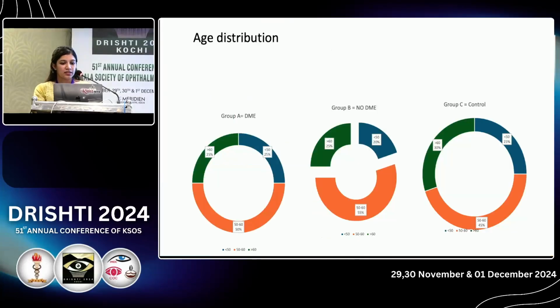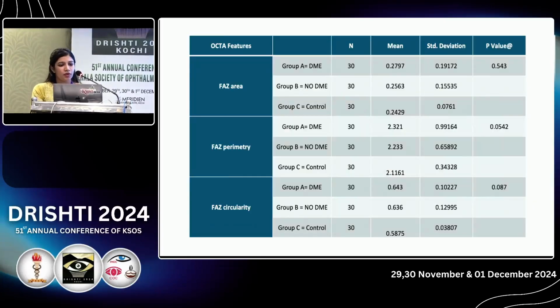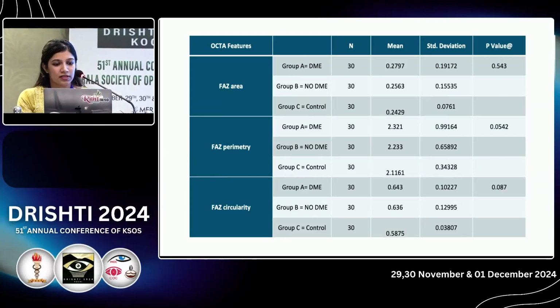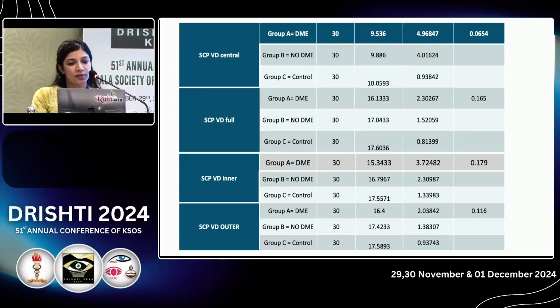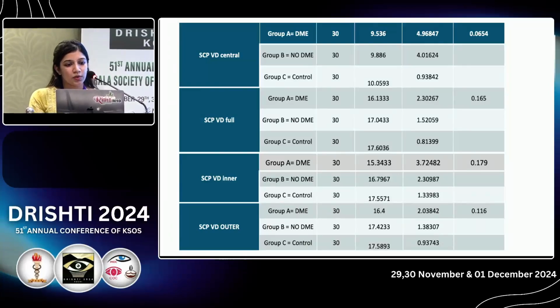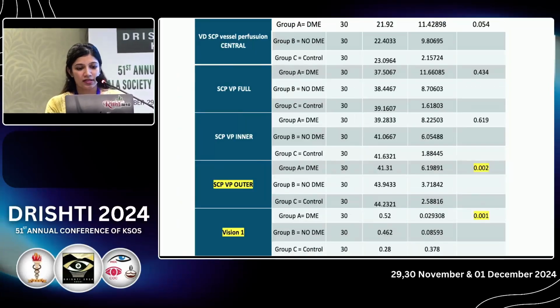Moving on to the results. Of all the participants in the three groups, the most common age group was 50 to 60 years, which is not of any statistical significance. Moving on to the analysis of the baseline visit, the foveal avascular zone was the largest in the DME group and the smallest in the control group, but not of statistical significance. The vessel density in the superficial capillary plexus was the highest in the control group and the lowest in the DME group, but not of statistical significance.